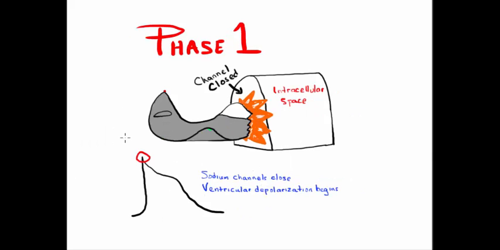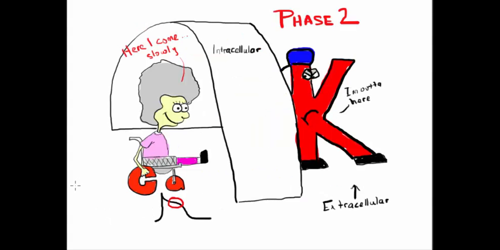During phase 1, the sodium channels close, the sodium jet crashes into the hangar door, and we end up getting ventricular depolarization. After this, phase 2 immediately begins, and we see the slow calcium channels open up, and they're represented by this little old lady wheeling her calcium wheelchair into the intracellular space of the hangar.